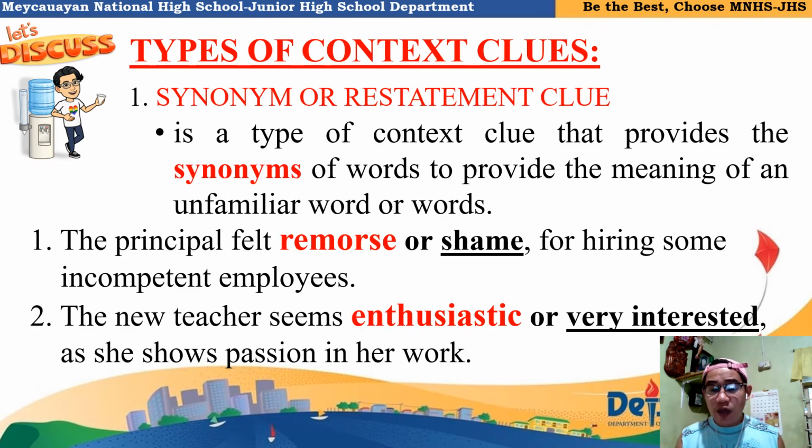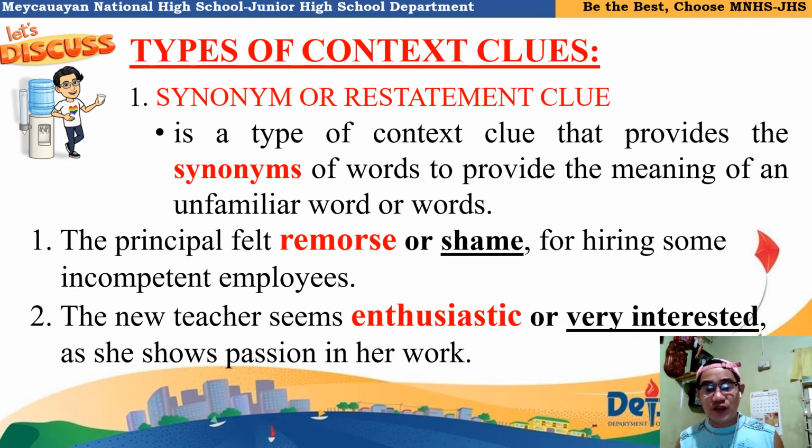Now that you're fully aware of what context clues are, let's now proceed to its types. Okay, so basically there are 4 types of context clues. The first one is synonym or restatement clue. Now this is a type of context clue that provides the synonyms of words to provide the meaning of an unfamiliar word or words. So the focus of our analysis is more on synonyms. Now what basically is the meaning of synonyms, okay? These are words with similar or nearly the same meanings.